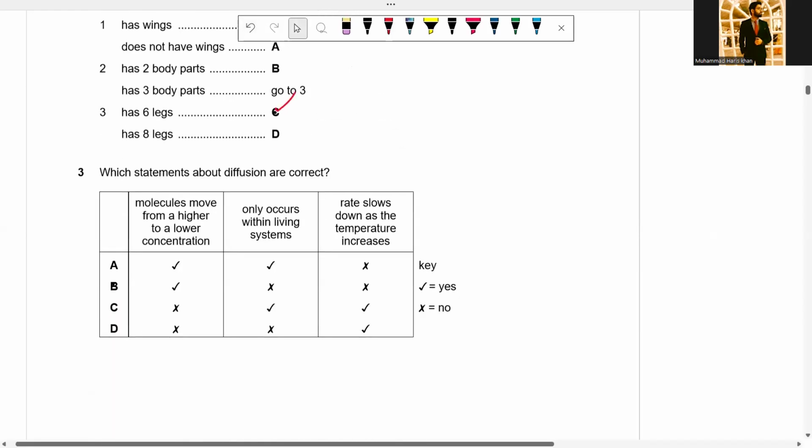Question number 3. Which statements about diffusion are correct? Number 1, molecules move from high concentration to low concentration. Yes. Number 2, it only occurs within living organisms. It can occur in non-living systems too. Number 3, rate slows down as the temperature increases. Now, rate actually increases with the temperature increase. So the answer will be B.